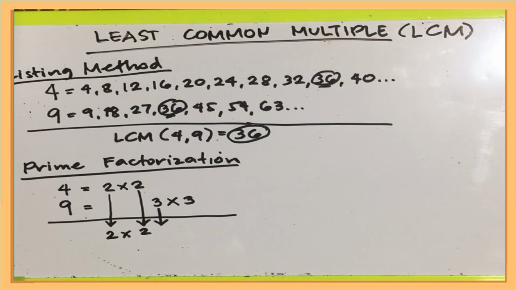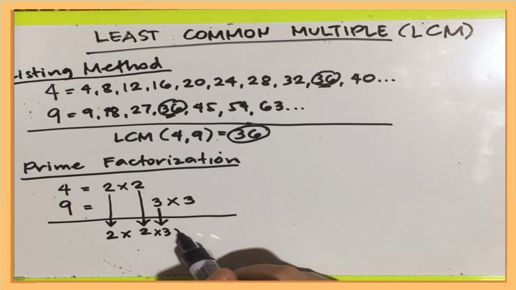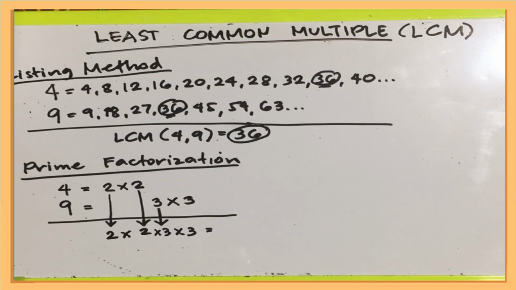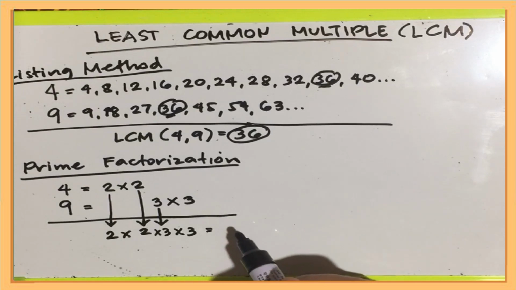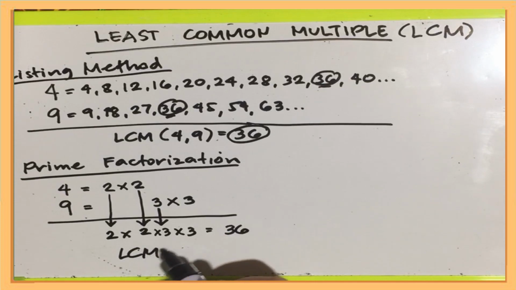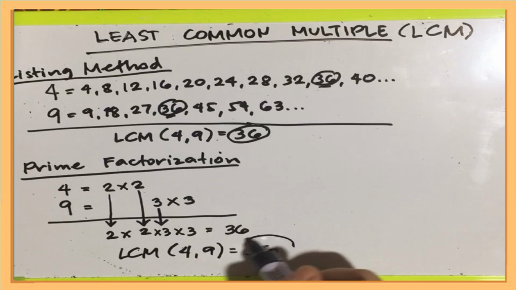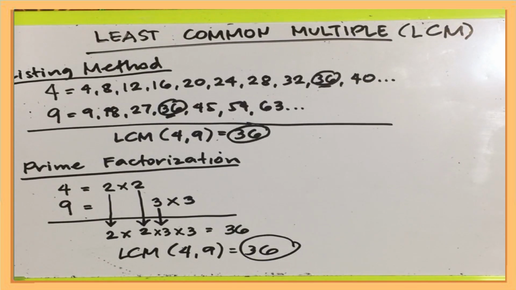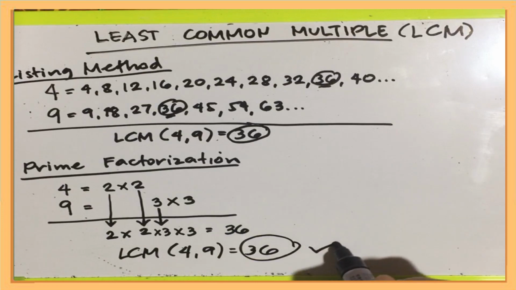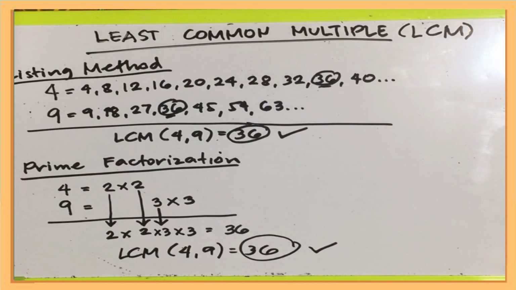common prime factors. But in LCM, we put down all the prime factors of a certain number. So times 3 times 3. Then we multiply them. 2 times 2 is 4, times 3 is 12, times 3 is 36. The LCM of 4 and 9 is 36. We can see that even if I use different methods, I still get the same answer.